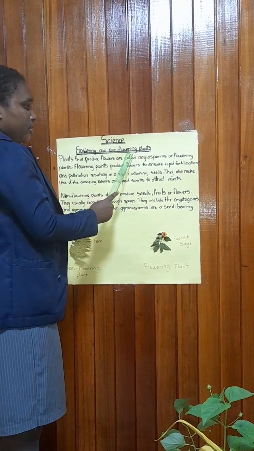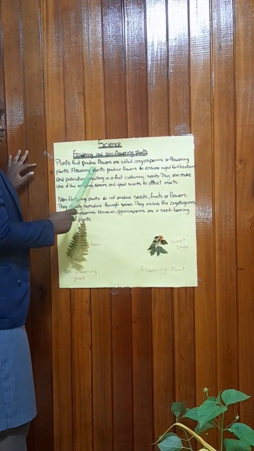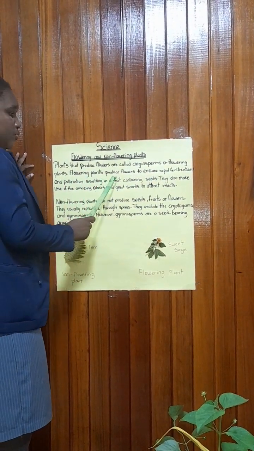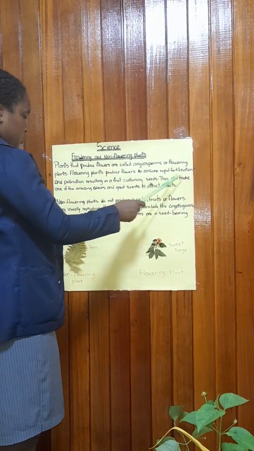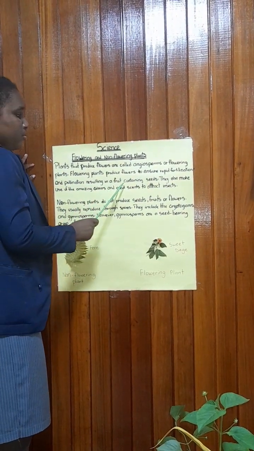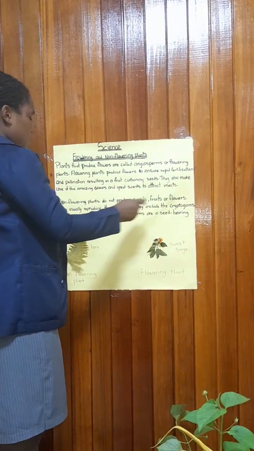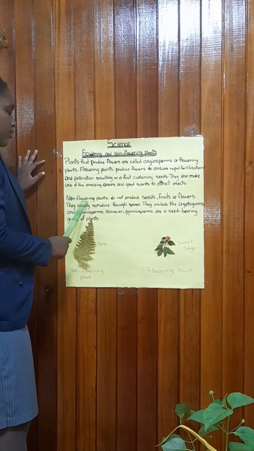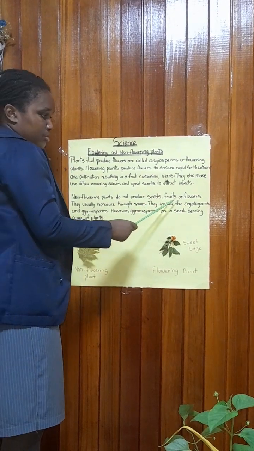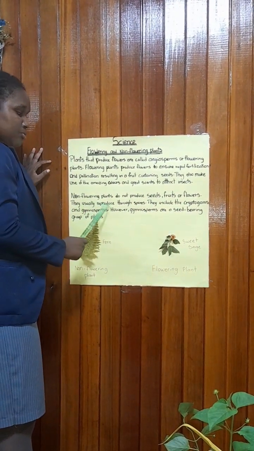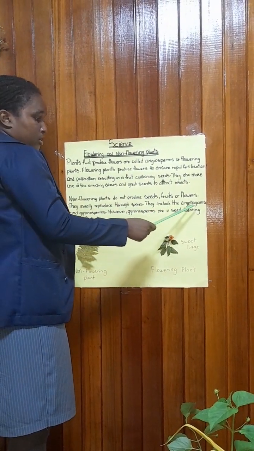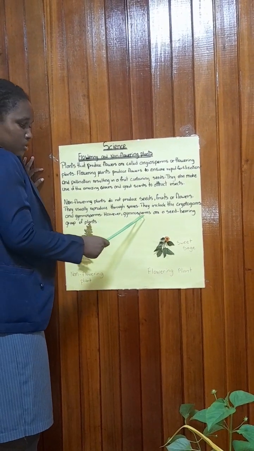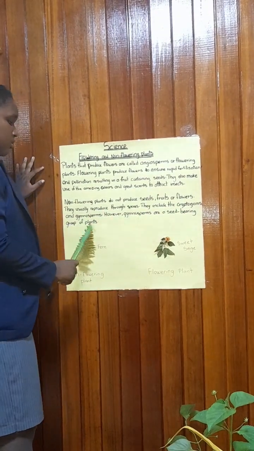Flowering and non-flowering plants. Plants that produce flowers are called angiosperms or flowering plants. Flowering plants produce flowers to ensure rapid fertilization and pollination, resulting in a fruit containing seeds. They also make use of amazing colors and great scents to attract insects. Non-flowering plants do not produce seeds, fruits, or flowers. They usually reproduce through spores. They include the cryptogams and the gymnosperms. However, gymnosperms are a seed-bearing group of plants.